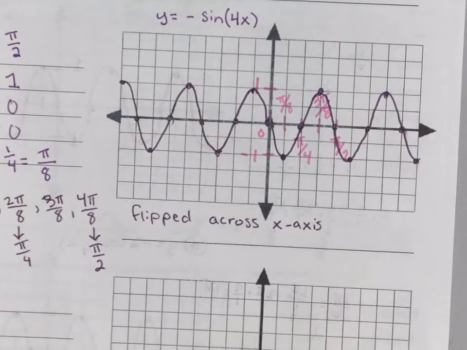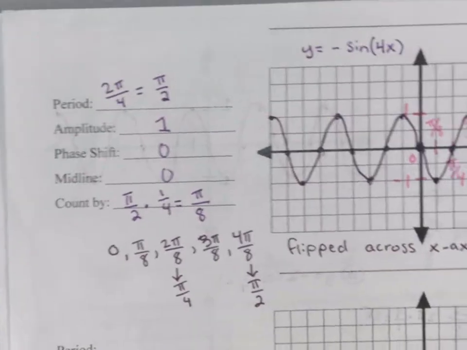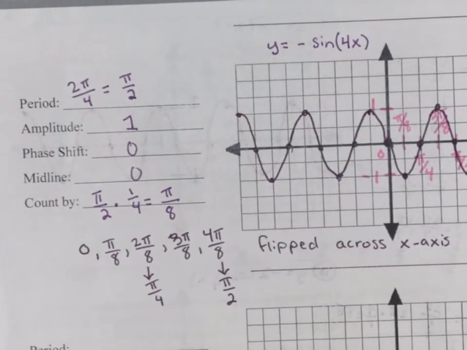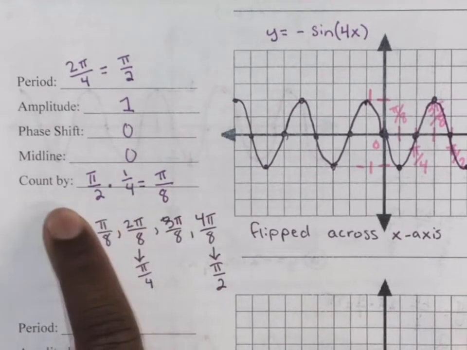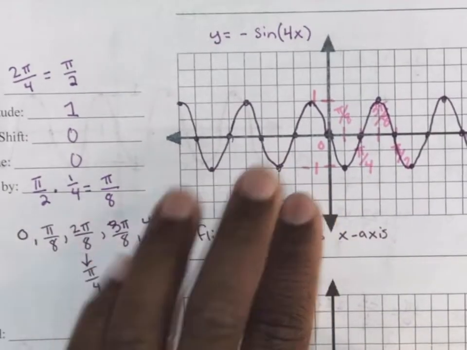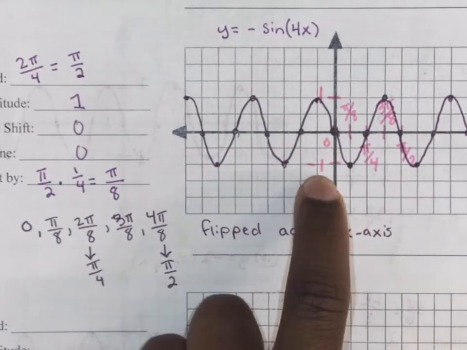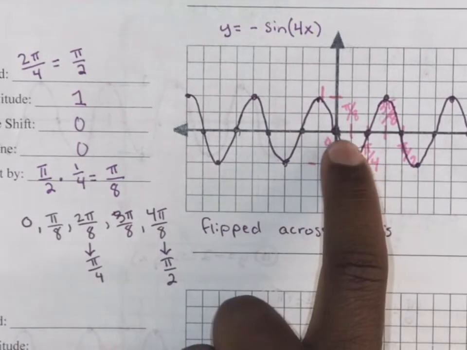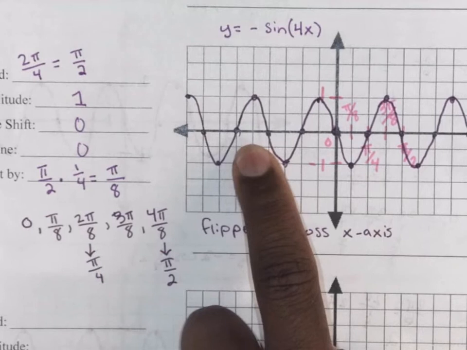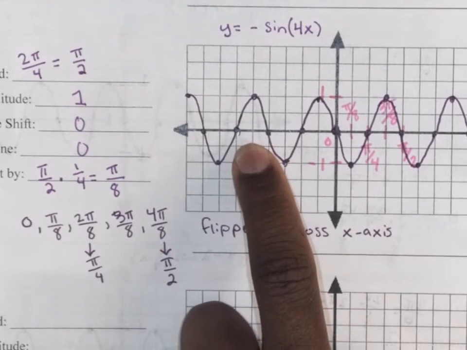And that's my graph. So the first thing you do is find the key pieces. After you do that, you need to find the count by. That's the additional thing here. And then you'll just apply all that to the graph. Amplitude tells you how high and how low to go. You'll do your count by. If your count by is negative, you just go to the left with your count by. Everything should still all line up.